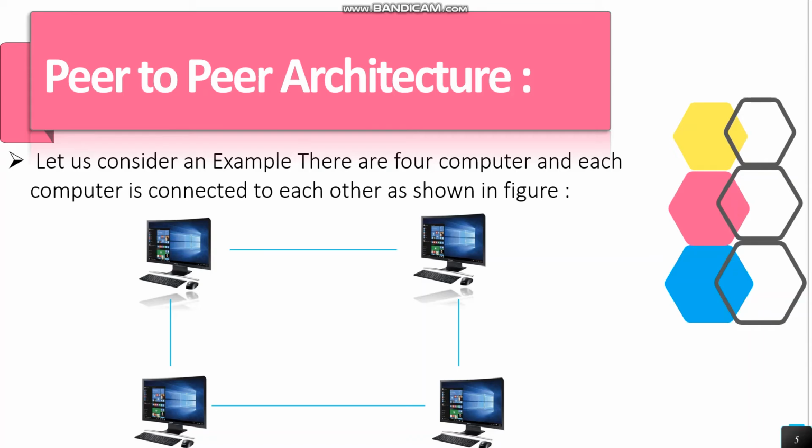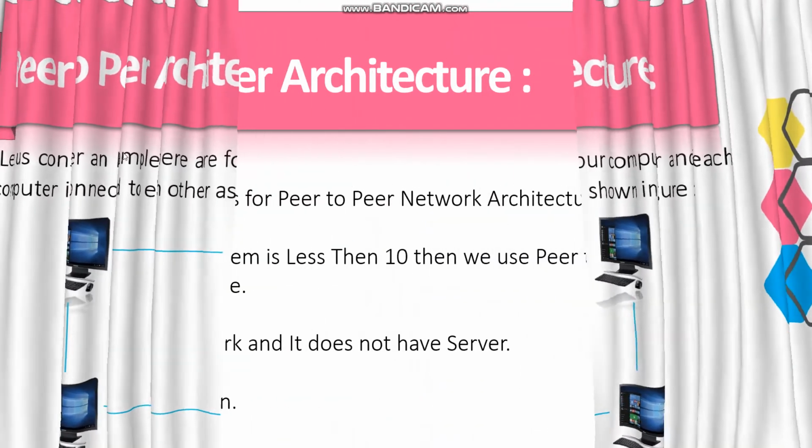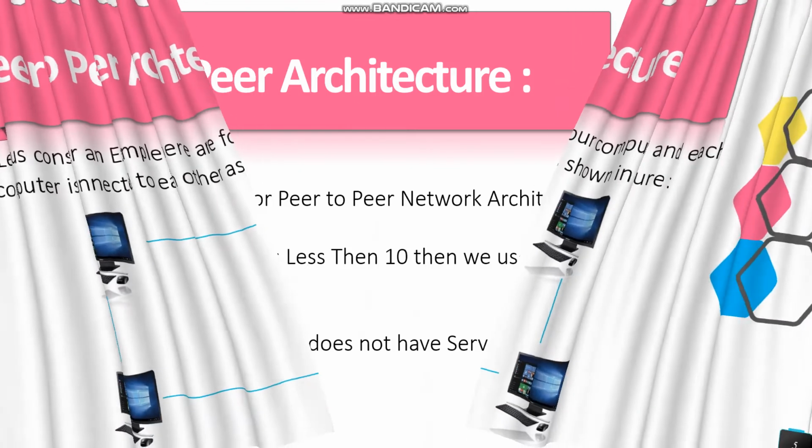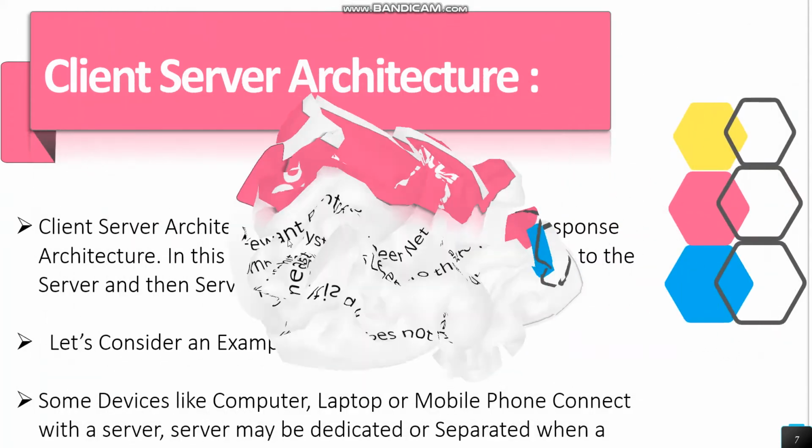Few important points for peer-to-peer network architecture: if the number of computer systems is less than 10, then we use peer-to-peer network architecture. Otherwise, we will use client-server network architecture. The peer-to-peer network architecture is a cheaper network, it does not have any server, and it is easy to maintain. Our second type of network architecture is client-server architecture.